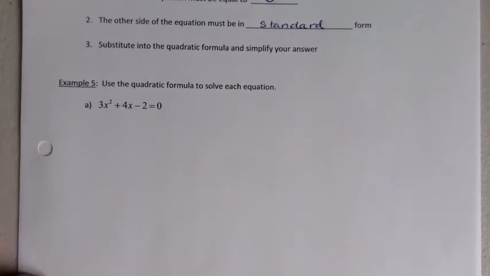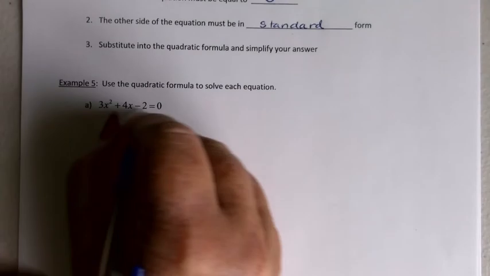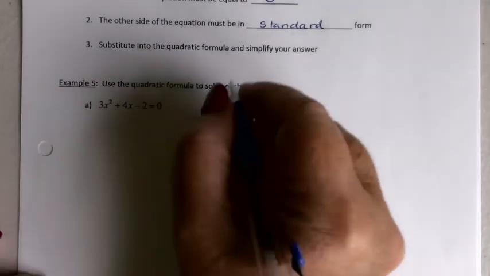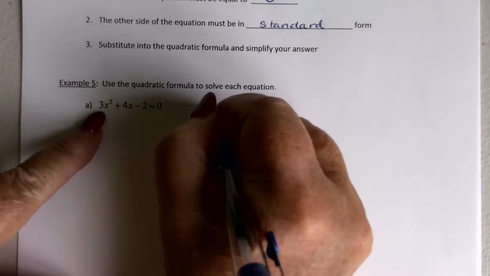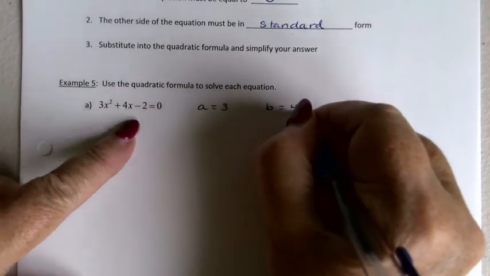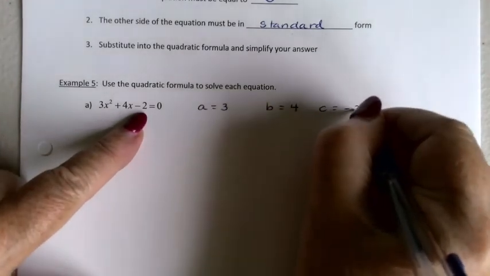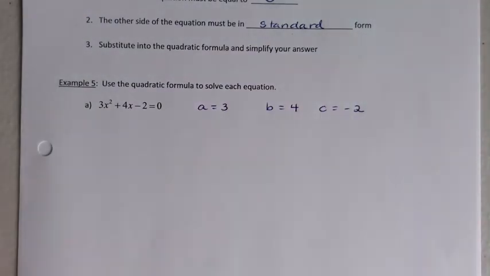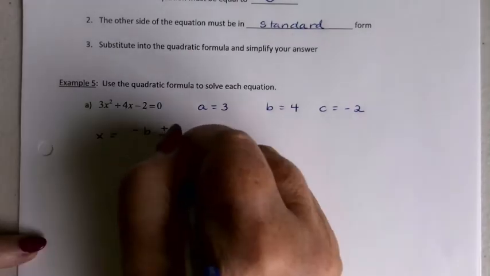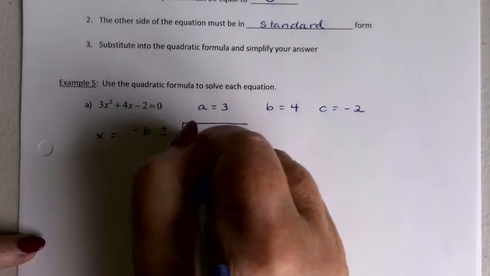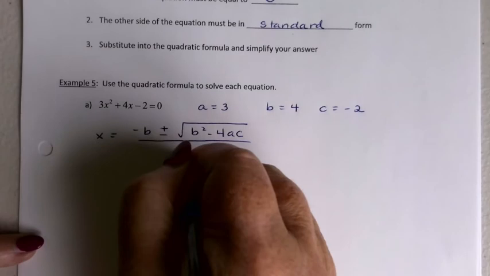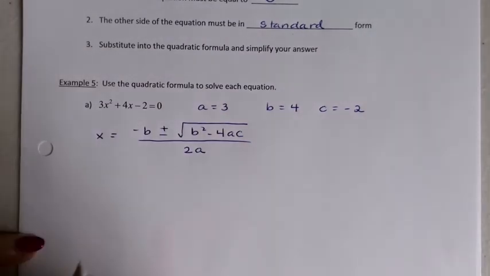In A here, I'm going to notice that it's already in the standard form. It's already equal to 0, so I don't have to do anything about that. I'm going to identify my a as 3, the b is 4, and the c is -2. Let me just jot down the formula here real quick. All right, let's start to substitute.